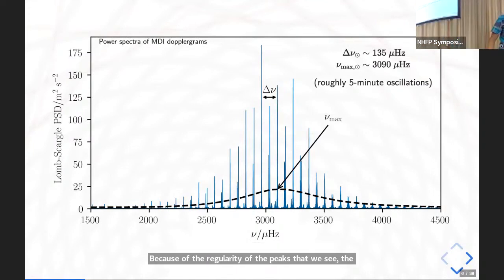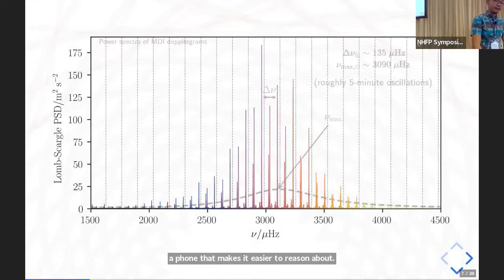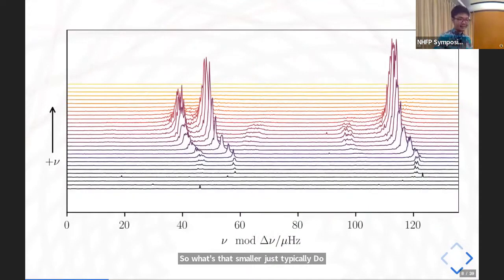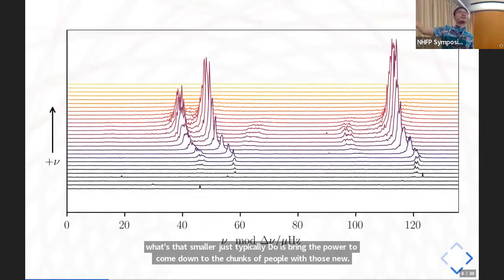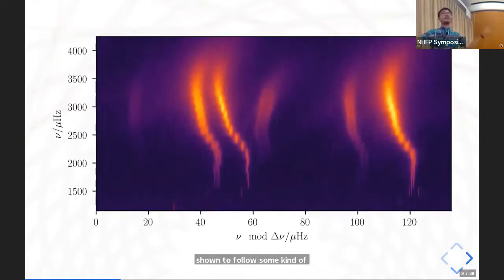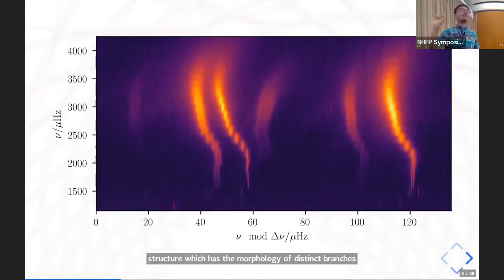Because of the regularity of the peaks that we see in the frequency domain, it pays to rearrange this data into a form that makes it easier to reason about. What seismologists typically do is break the power spectrum down into chunks of equal width delta nu. We stack the chunks in increasing order of frequency like shown to form some kind of three-dimensional structure, which has the morphology of distinct ridges of modes. Each ridge is made of many modes.